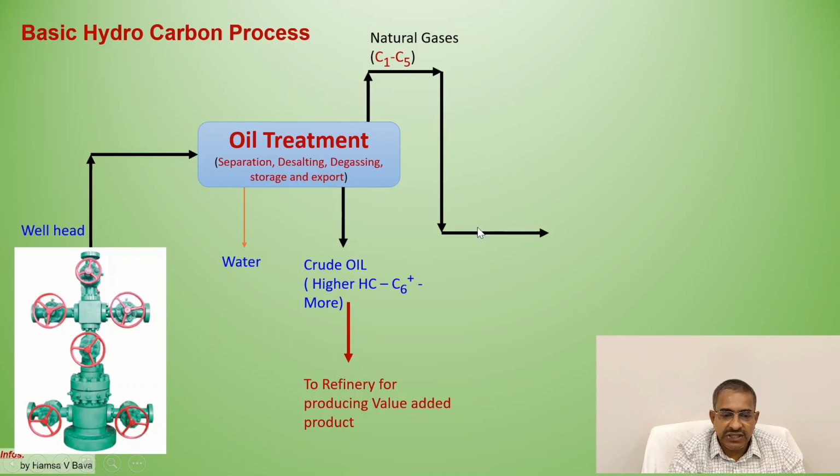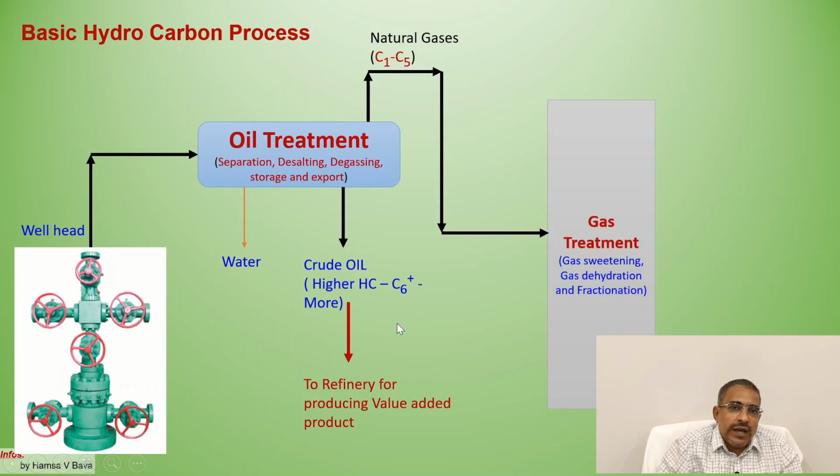And here the gas is coming, C1 to C5. So that is going to gas treatment. In gas treatment, we remove contaminants or pollutants like hydrogen sulfide and water moisture, plus fractionation, like separating C1, C2, C3, C4 according to their industrial application, according to their concentration and the percentage of quantities available. They will fractionate that, C1 to C5.